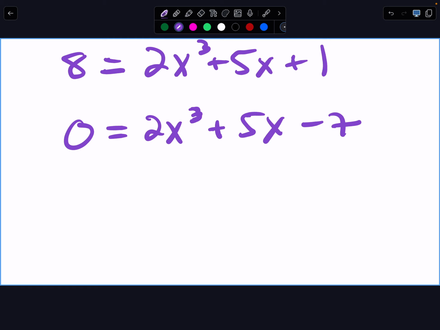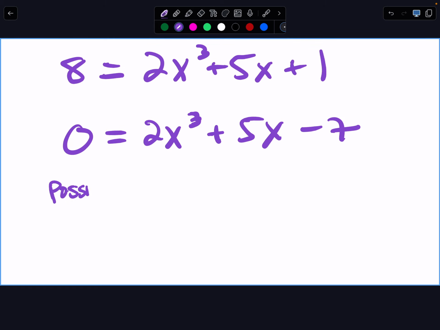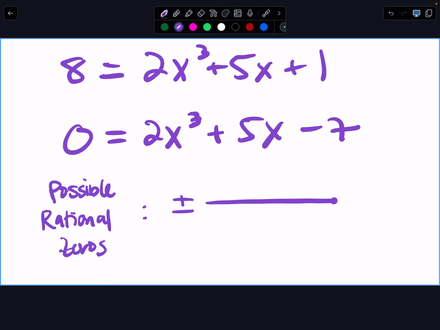Can we complete the square on this? No, it's not a quadratic. What do we have to do first? Who are the candidates? Do you remember that? The possible rational zeros, rational roots. So we're like, okay, what are the possible rational zeros? Plus or minus the factors of 7, which are 1 and 7.